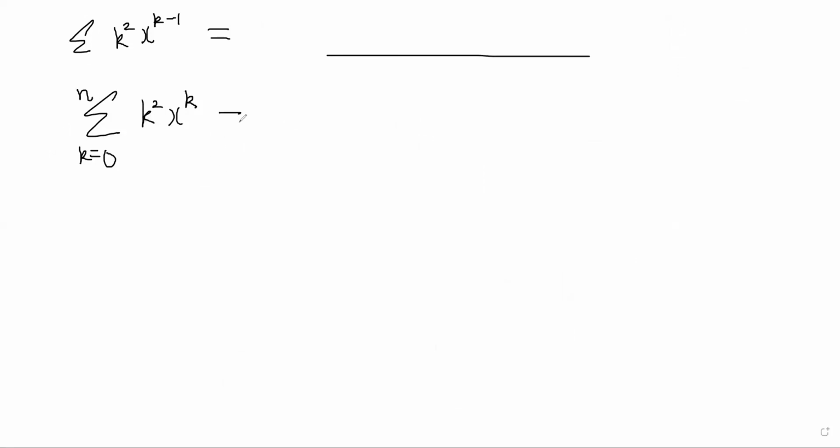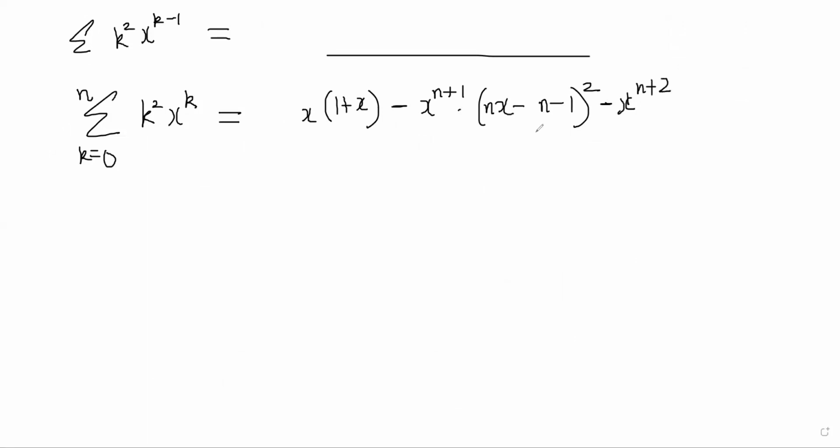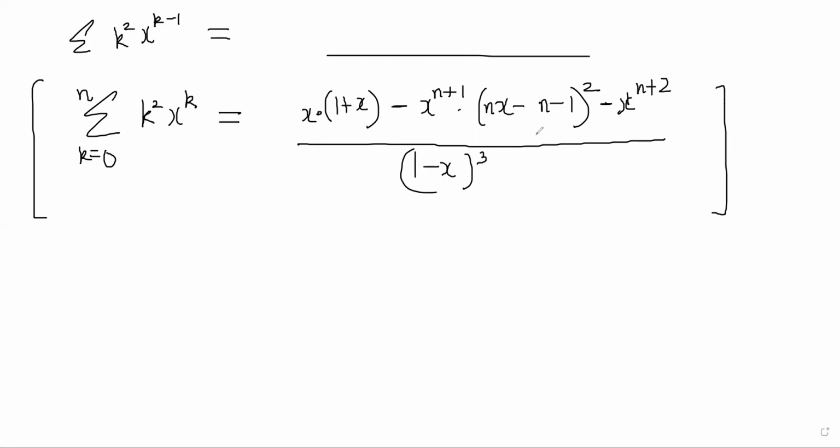And finally, after multiplying by x, you should get finally this: x into 1 minus x into 1 plus x minus x power n plus 1 into nx minus n minus 1 whole square minus x power n plus 2, whole thing divided by 1 minus x whole cube, right? This is what I am getting finally. Obviously, it involves a lot of steps and one differentiation which is super annoying, the last differentiation which I have not showed you. But ultimately, the problem is difficult. So you can't avoid doing some work, right?